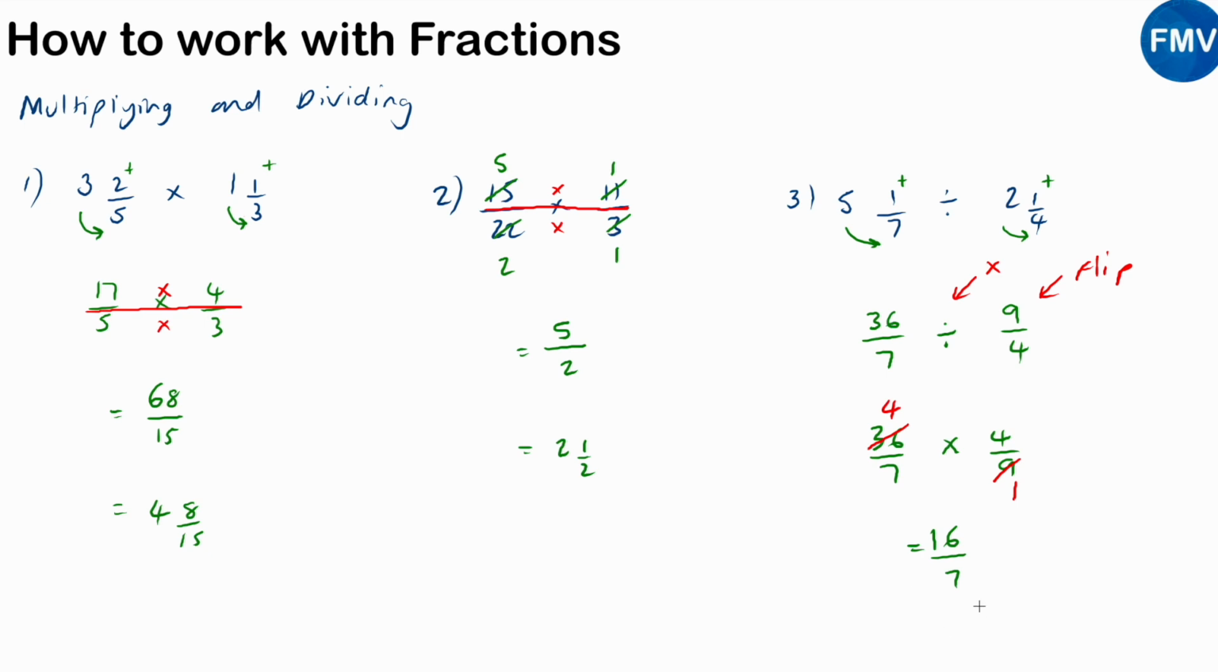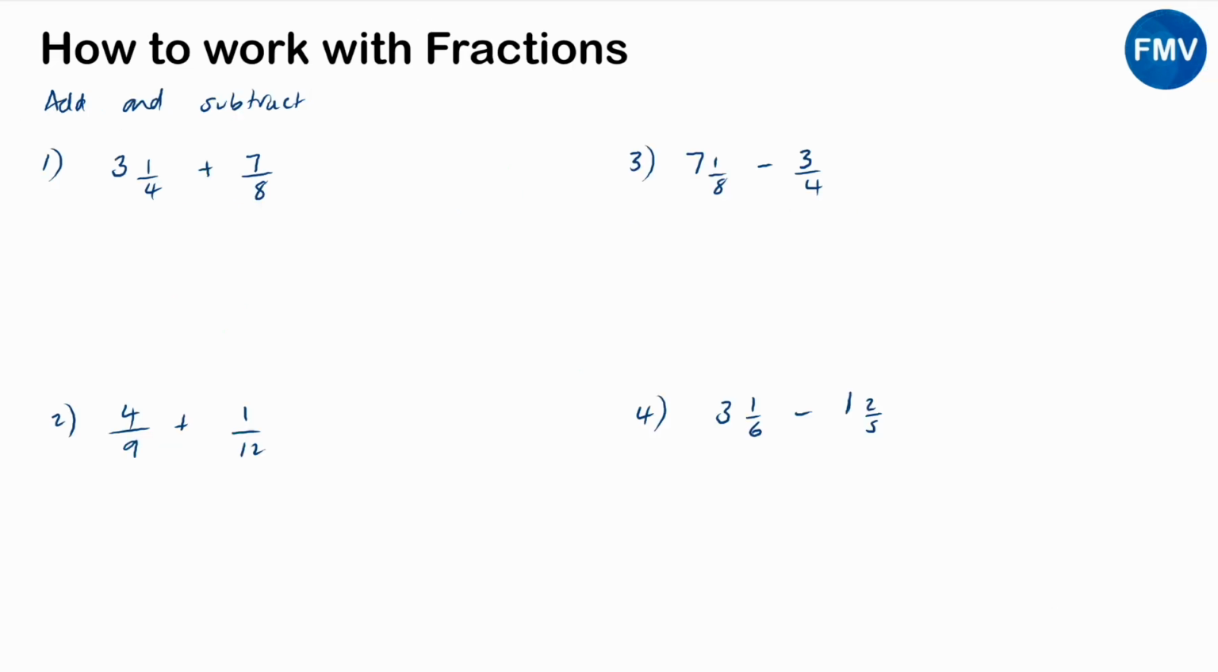And let's just turn that into a mixed number. 7 goes in there twice because that makes 14, remainder 2 over 7, and that's done. So that's multiplying and dividing with fractions. Moving on to adding and subtracting.